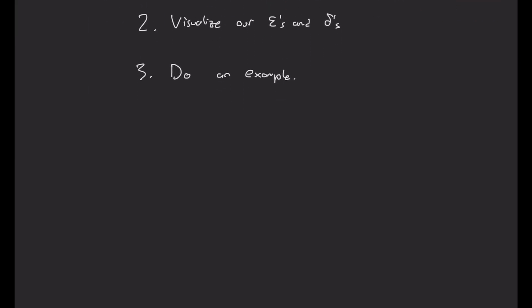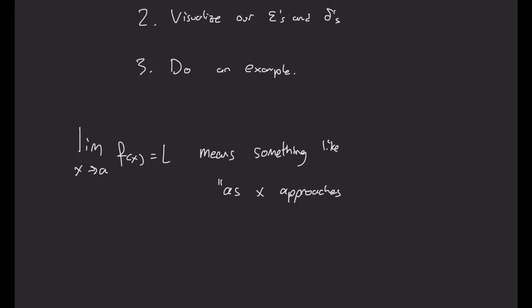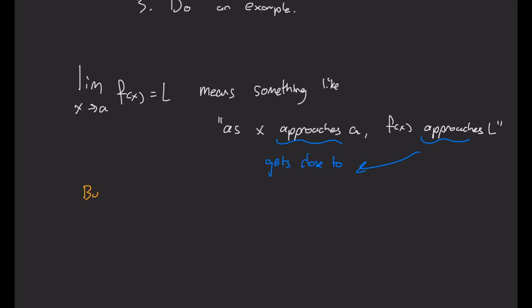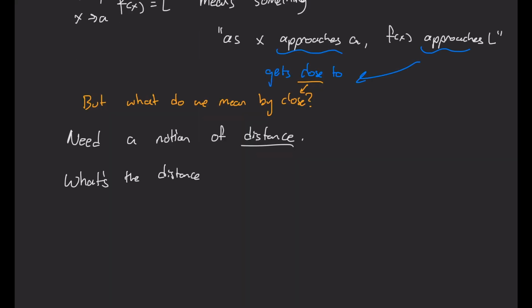So let's jump in. You might know the limit intuitively: the limit as x goes to a of f of x equals L means something like as x approaches a, then f of x should approach L. So approaches means something like it gets close to. But I can push for even more clarification and ask, what do we really mean by close? To talk about closeness, I need a notion of distance. So that begs the question, what is the distance between two numbers x and y?